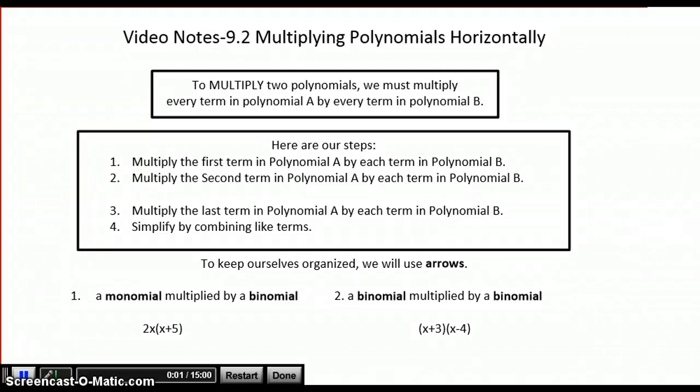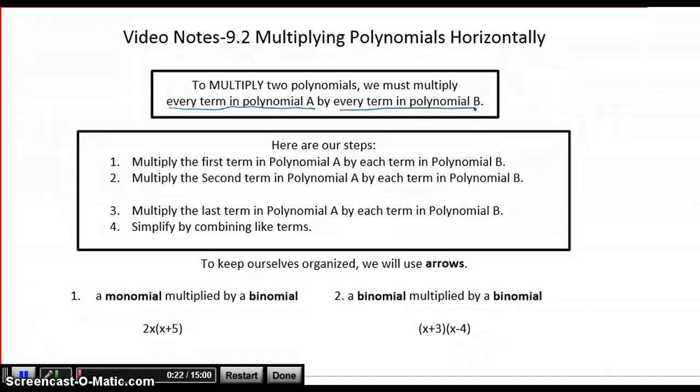Alrighty, this is section 9.2, video notes for multiplying polynomials horizontally. So the important thing to remember here is that when we're multiplying two polynomials, we must multiply every term in polynomial A, or our first polynomial, by every term in polynomial B.